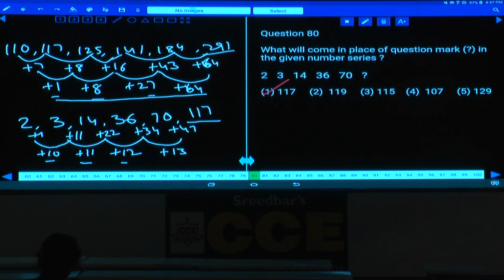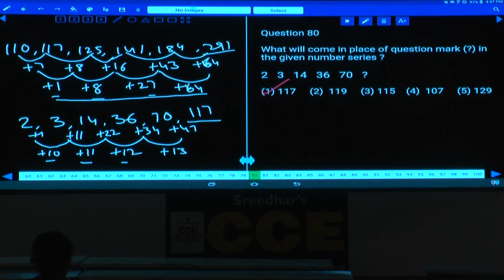Now this is about paper number 82, question numbers 31 to 65 and 76 to 80. Done with this? Anything left over in this paper?